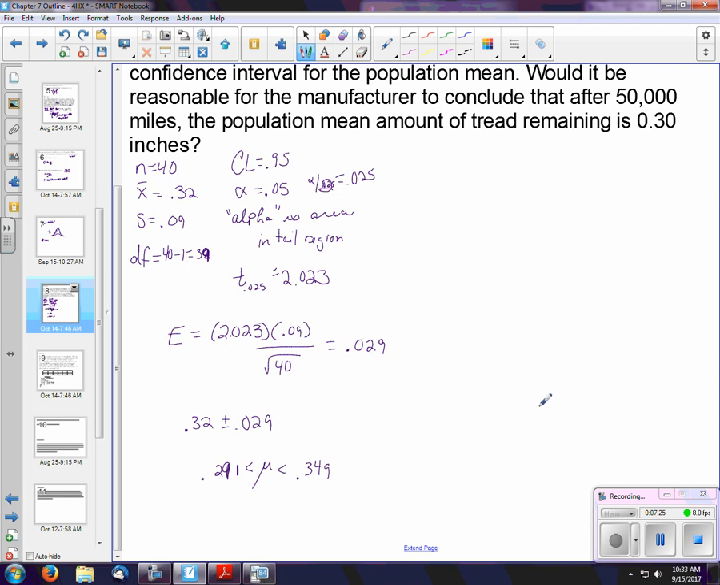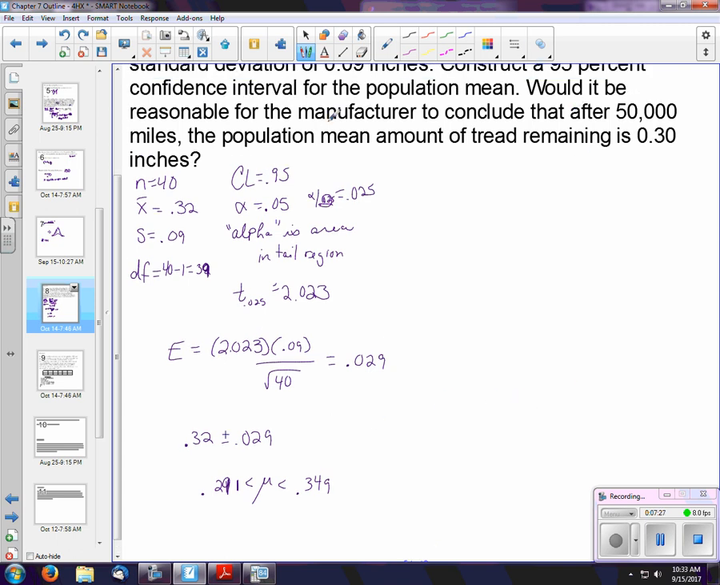So the second part of this question said, would it be reasonable for the manufacturer to conclude that after being driven 50,000 miles, the population mean amount remaining is 0.3? If that number fits within the interval that you've constructed, that would be a reasonable conclusion. So since 0.3 fits in this interval, we can say yes, this is in fact reasonable to conclude.